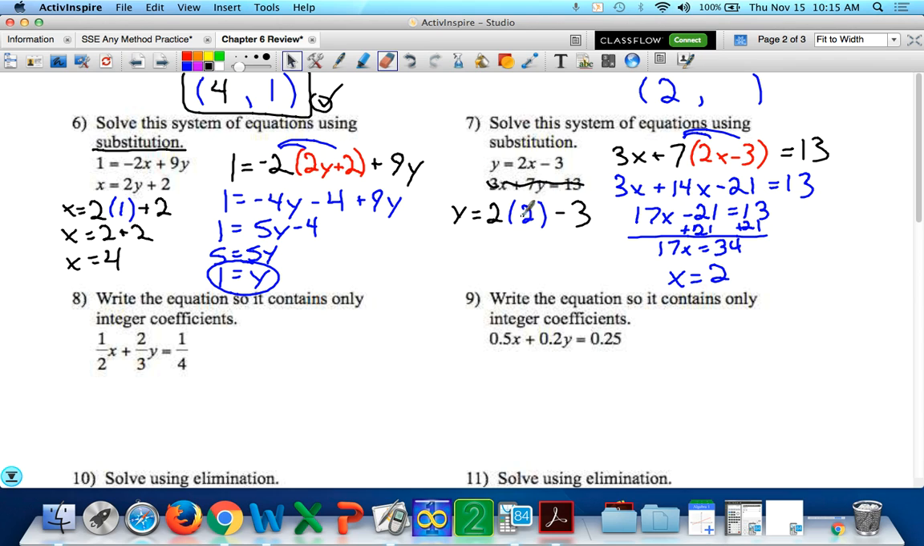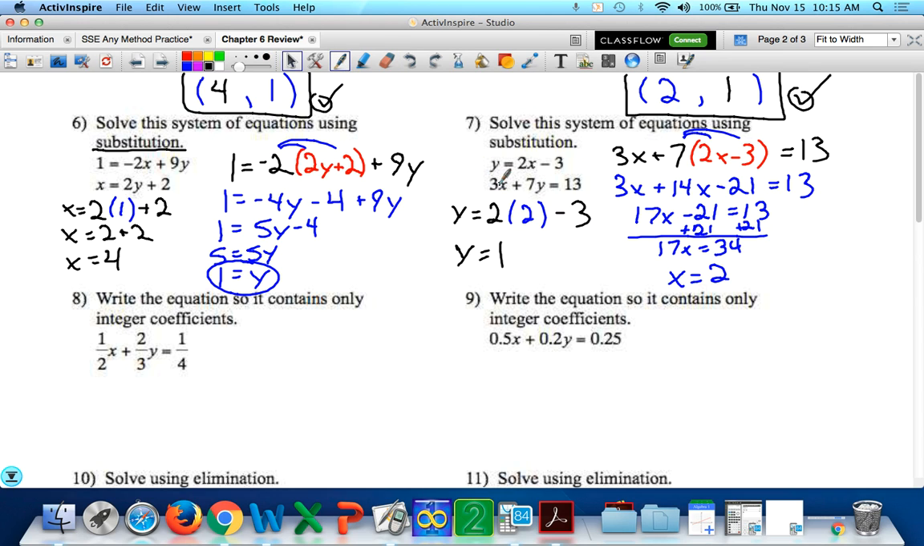2 times 2 is 4. 4 minus 3 is a 1. So y equals 1. There's my answer. You can do the mental math and check that again. Take a 2 and plug it in for x here, that'd be 2 times 2, which is 4, minus 3 is 1, and it's supposed to equal 1. That worked.